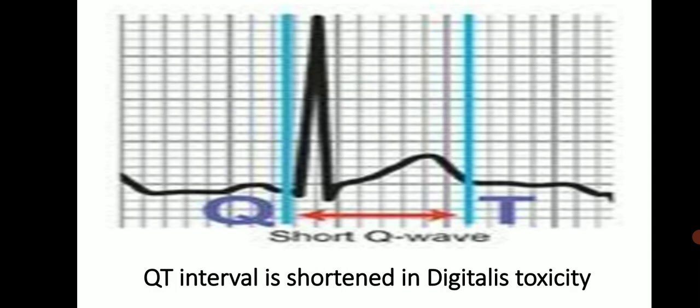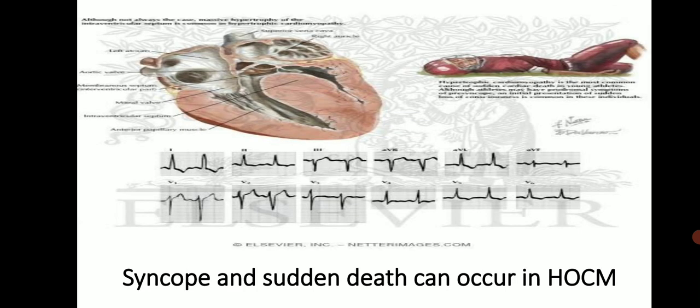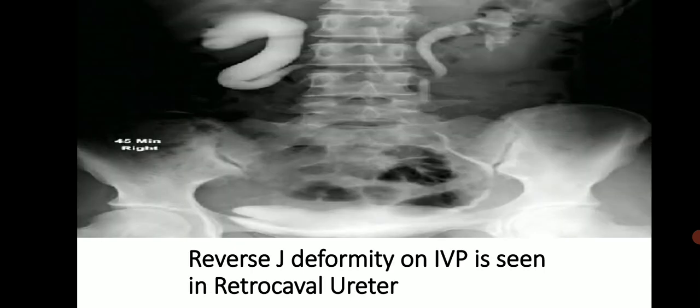QT interval is shortened in digitalis toxicity. Water hammer pulse or Corrigan pulse is seen in aortic regurgitation. Syncope and sudden death can occur in hypertrophic obstructive cardiomyopathy. Reversal J deformity on IVP is seen in retrocaval ureter.